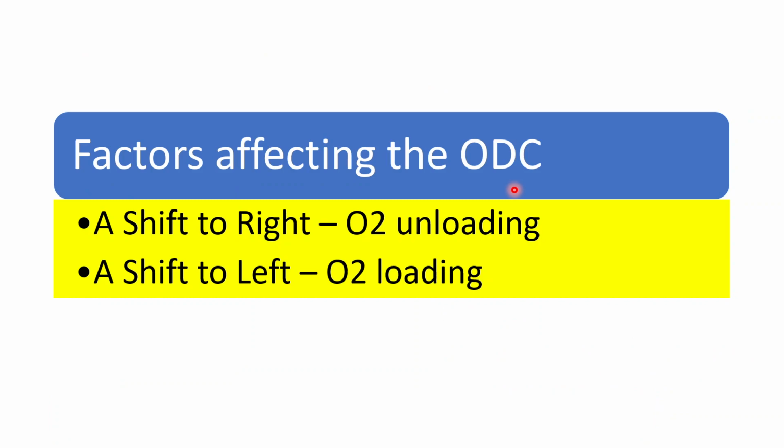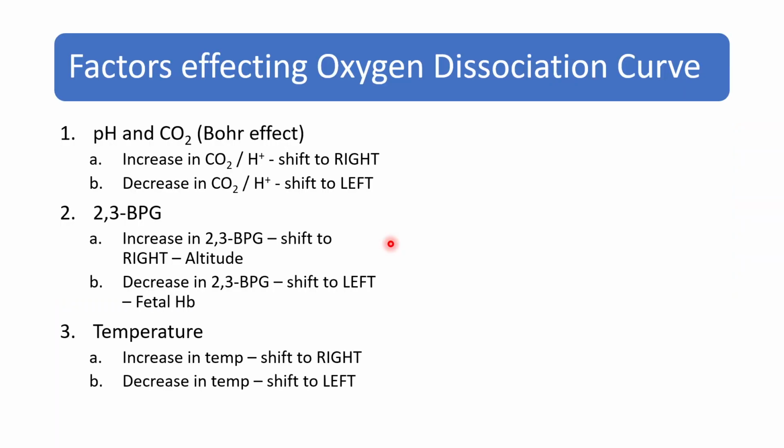Now let us look at the factors which affect the oxygen dissociation curve. A shift to the right indicates oxygen unloading. That means the hemoglobin is giving out oxygen to the tissues. A shift to the left means oxygen loading. It is not giving out, it is conserving oxygen. So what are the factors which affect the oxygen dissociation curve?